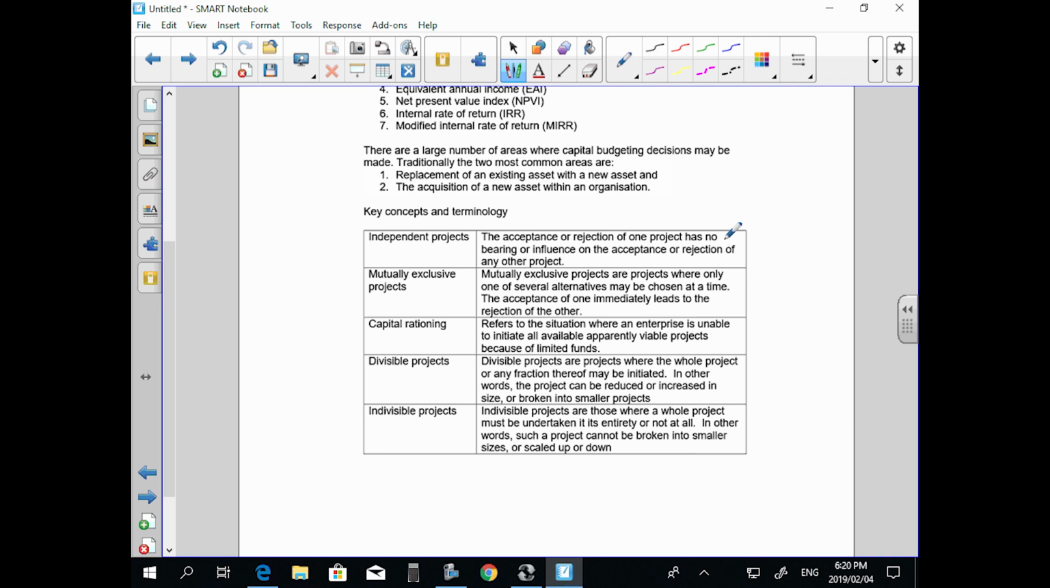Capital rationing refers to the situation where an enterprise is unable to initiate all available, apparently viable projects because of limited funds. Guys, you're never going to be able to go to the bank and say, I've got these 20 projects which I want to run, all feasible, all make money, and they're going to say, okay, cool, we're going to finance every single one of them. They'll finance one or two. They're not going to fund the entire thing.